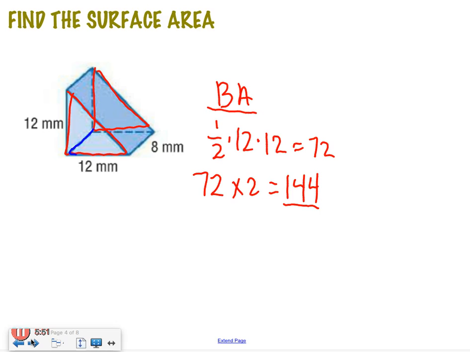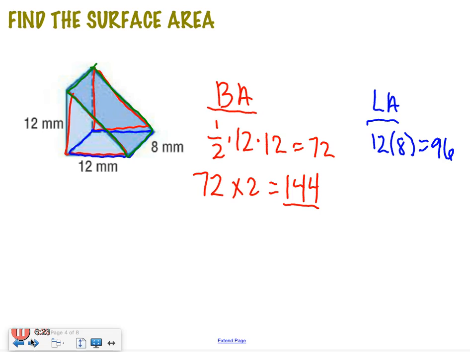Okay, now I'm going to start with this bottom rectangle for my lateral area. What's 12 times 8? 96. What about that green lateral face? We're going to have to do the Pythagorean theorem. Is there a faster way than the Pythagorean theorem?